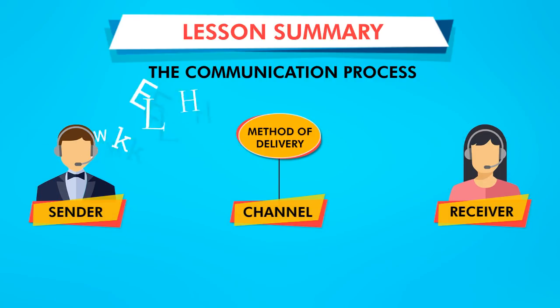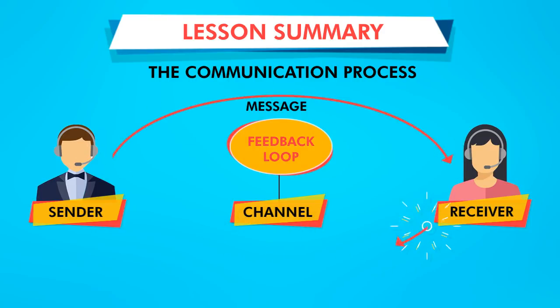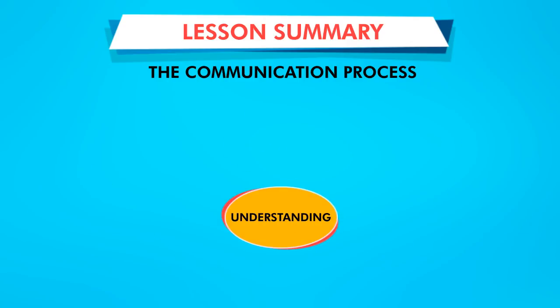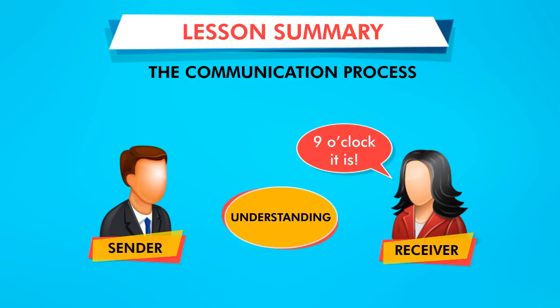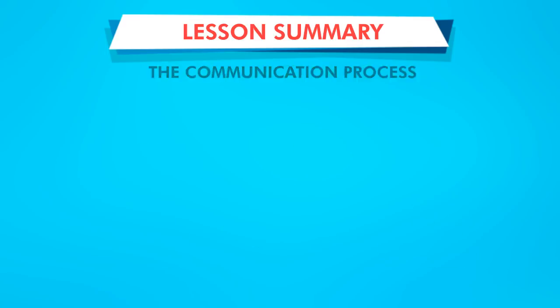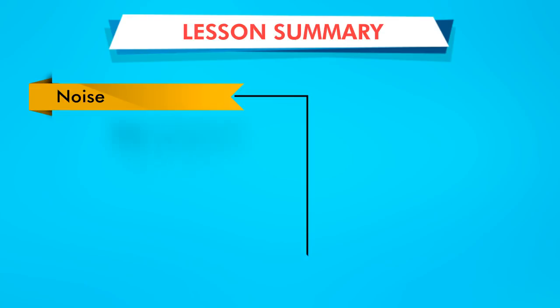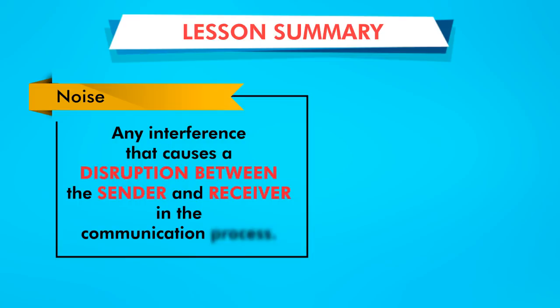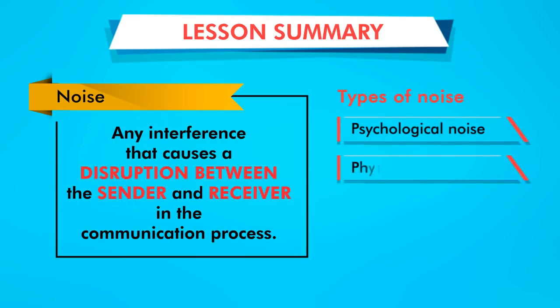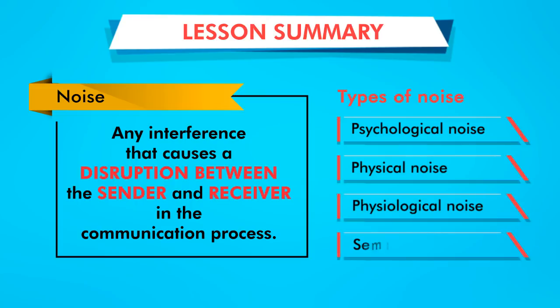Since communication is rarely a one-way exchange of information, a feedback loop was added to ensure a message is properly received, interpreted, and understood by the other party. An understanding occurs when each party can agree on what was being communicated without the need for inferences or assumptions. Noise is defined as any interference that causes a disruption between sender and receiver in the communication process. Types of noise include psychological, physical, physiological, or semantic noise.